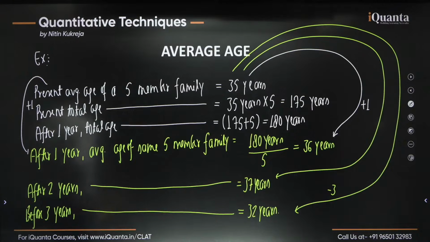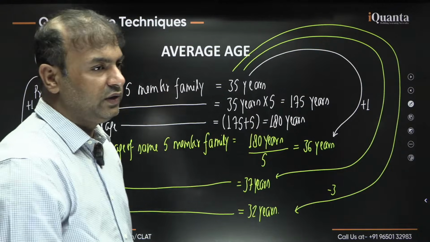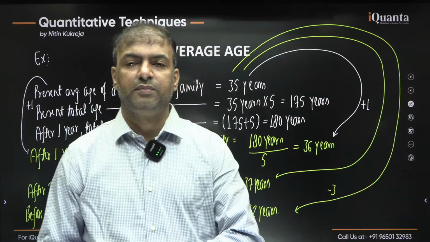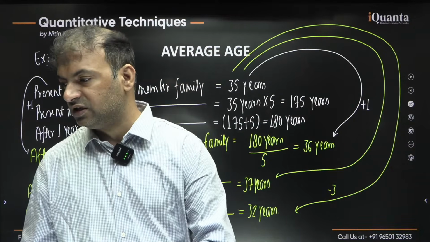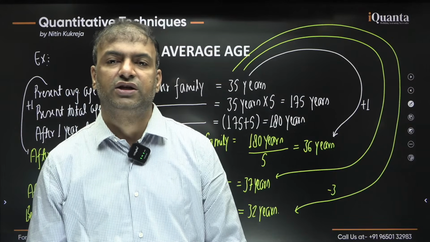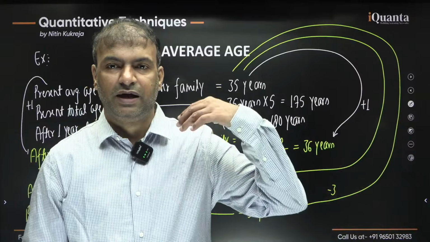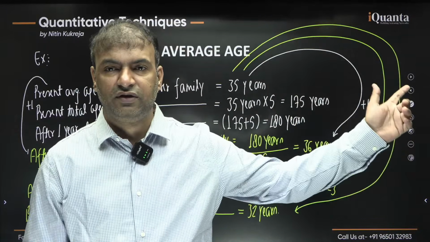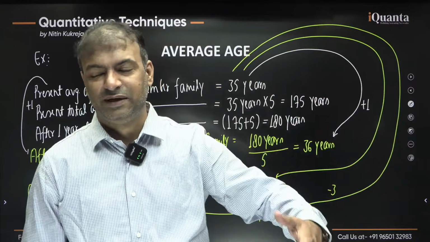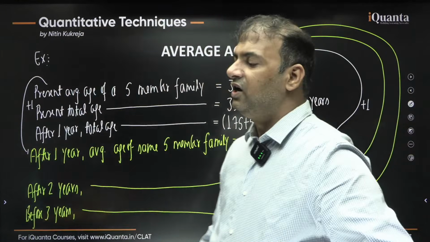So guys, this is how we can always use this concept, but we can use it only when the number of members is not changing. Just remember this point. After 2 years, average age increases by 2. After 5 years, average increases by 5. Before 7 years, the average decreases by 7. Simple, right? Okay, let us move ahead.